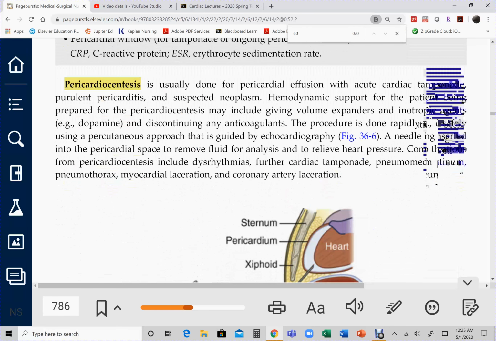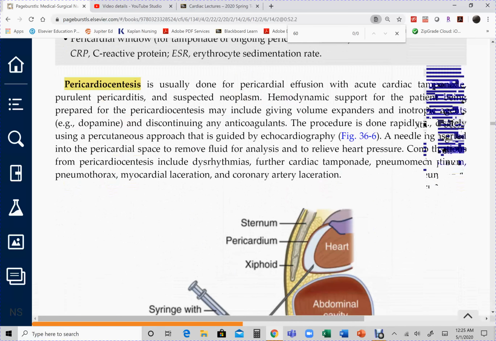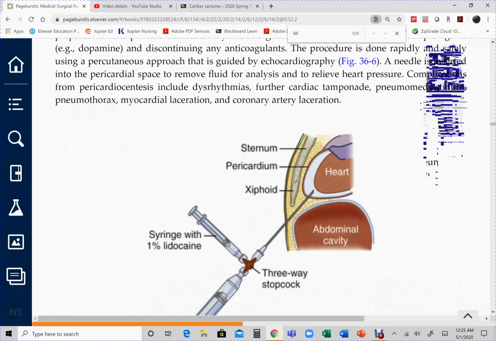Take note that anticoagulants are not a good idea for pericarditis because of the danger of cardiac tamponade. So you may develop bleeding in there, and then you'll have blood accumulating in the pericardium.